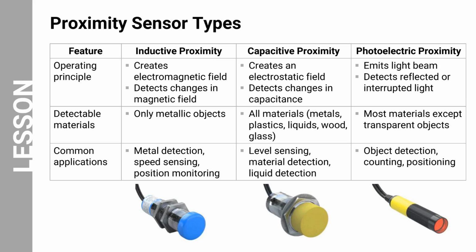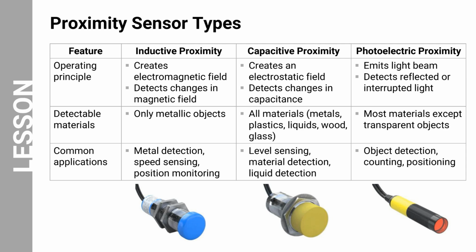Capacitive proximity sensors, seen in the image with a yellow cap, generate an electrostatic field and detect changes in capacitance, allowing them to sense a wide range of materials including metals, plastics, liquids, wood, and glass. These sensors excel in level sensing and material detection applications where versatility is needed.